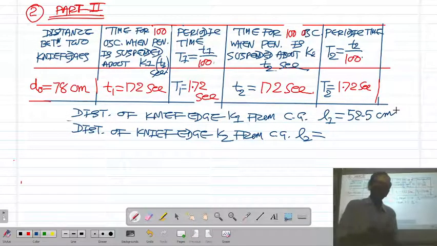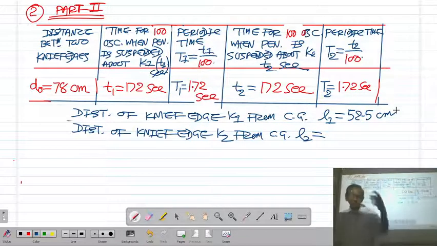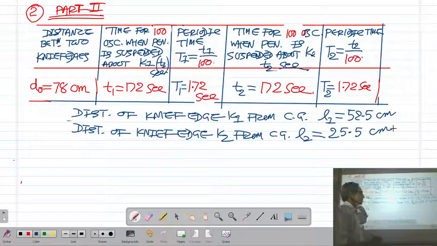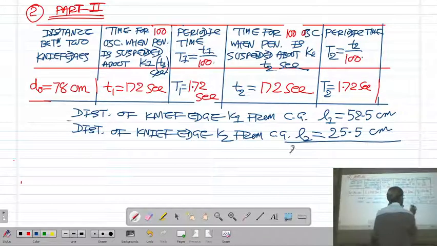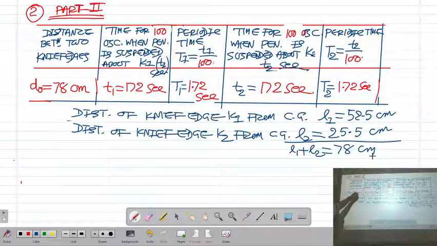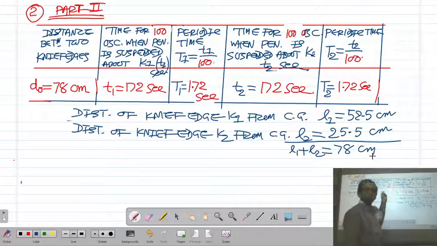From the center of gravity of Kater's pendulum, find the distance of knife edge K1, which is near to the wooden block. Suppose it is 52.5 centimeters. And measure the distance of knife edge K2, which is near to the metallic block, from the center of gravity. It is 25.5 centimeters. The total distance must be 78 centimeters. This is nothing but the distance between the two knife edges. So 52.5 plus 25.5 must be equal to 78 centimeters.